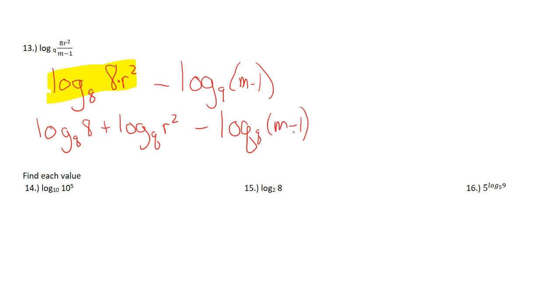Again, I'm not going to split up this last term right here because it's m minus 1, and because it's minus, that's actually not a property to split. So that's going to remain the same. The only other thing that I'm going to do is, I'm sorry, 2 is the exponent. I'm going to send that out in front. And then that will be my answer.